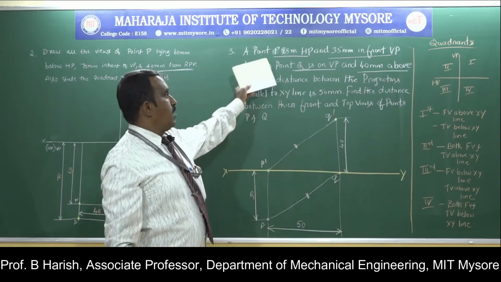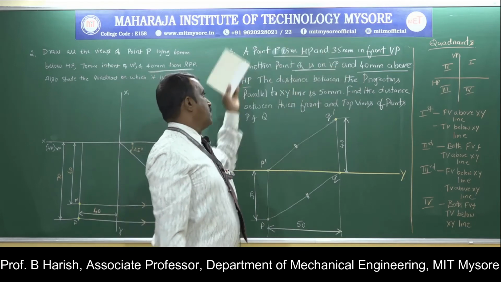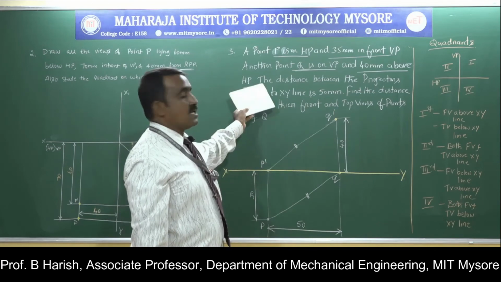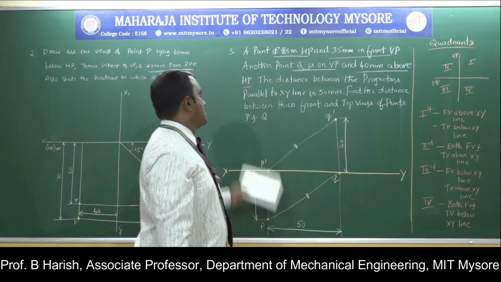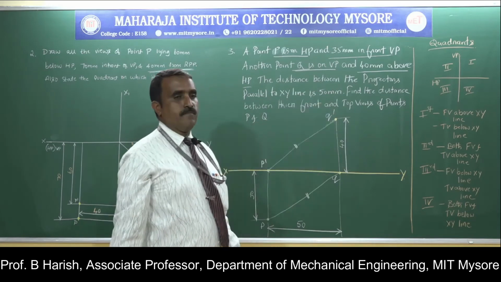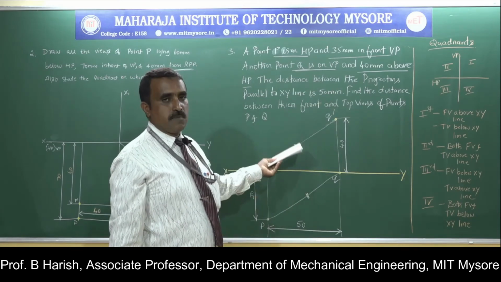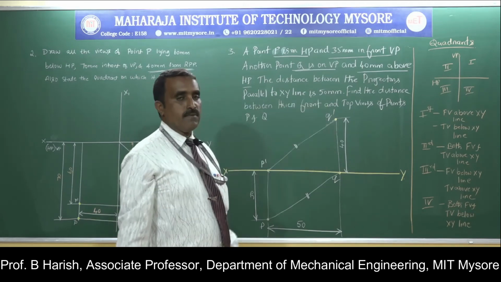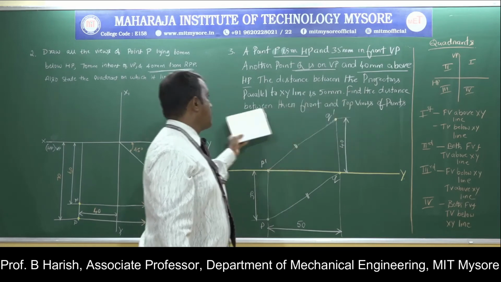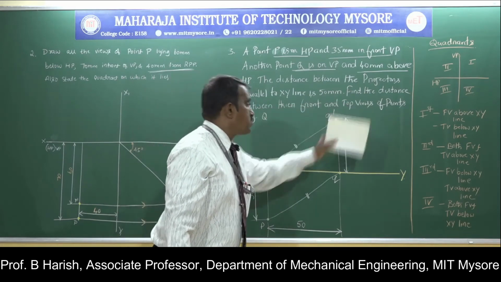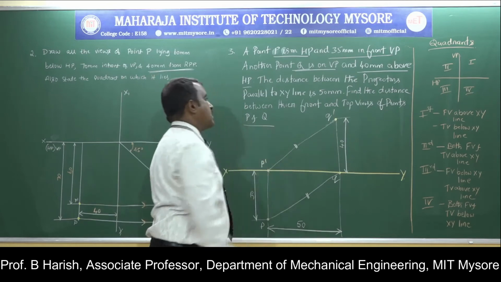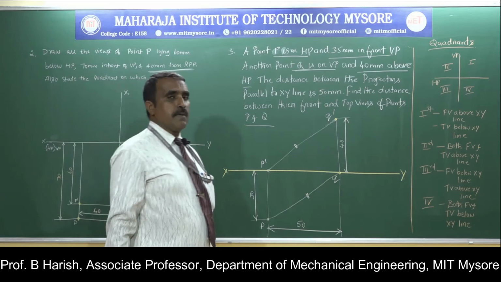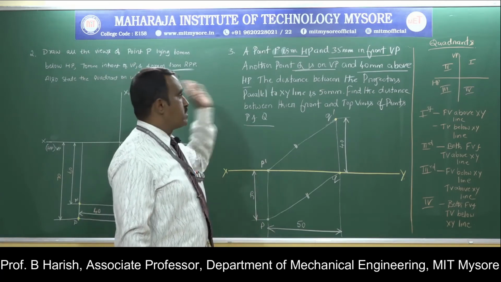Two points are given: point P is 35 mm in front of VP, and another point Q is on VP and above HP. Then he says that the distance between the projectors parallel to XY line is 50 mm. This is one more new thing in this particular problem. Find the distance between the front and top views of the points P and Q. That is how the problem is running.